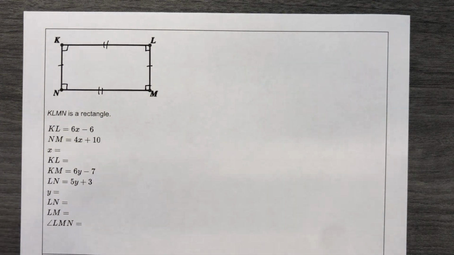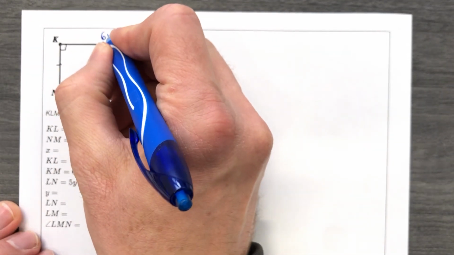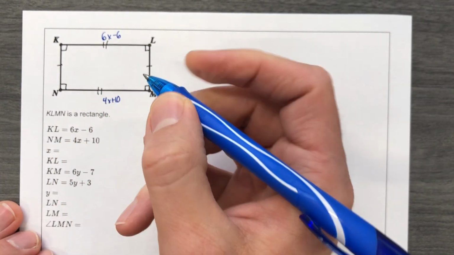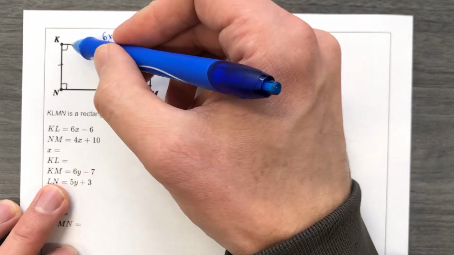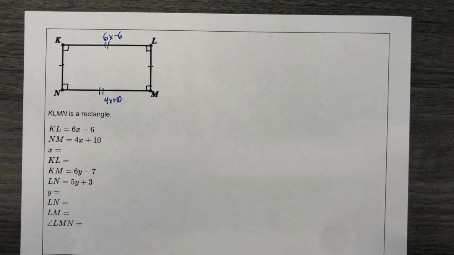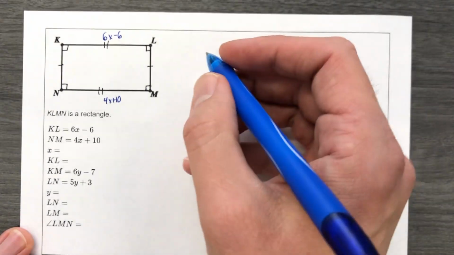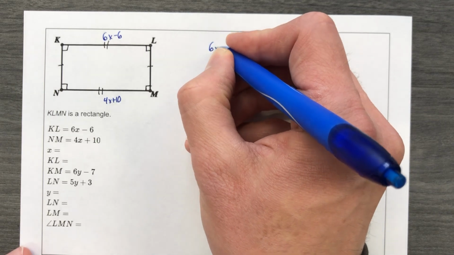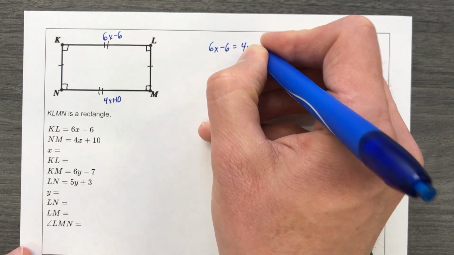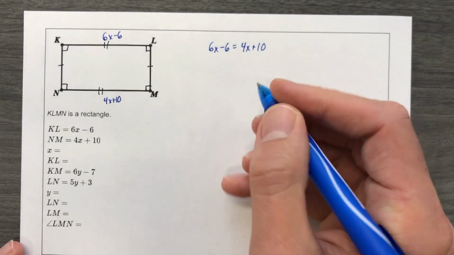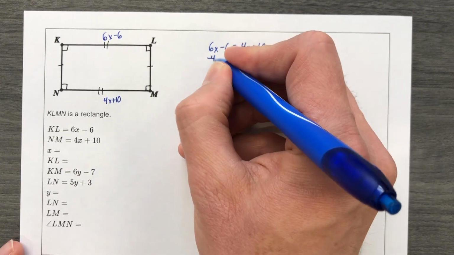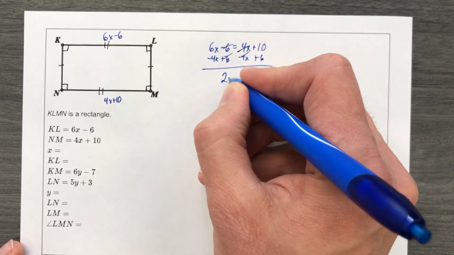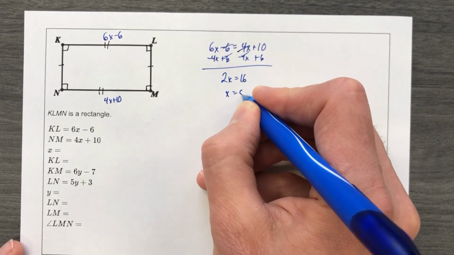So they tell us that KL, this distance, is 6x minus 6, and NM is 4x plus 10. And then they also say that KM, which is the diagonal, let's stop right there. Let's not clutter the picture yet. Let's go ahead and deal with this and this. So these two sides are congruent. Opposite sides are congruent in a rectangle, in any parallelogram. So we're just going to solve it. We're going to subtract 4x from both sides, add 6 to both sides. Cancel those. We're going to have 2x equals 16, so x equals 8.